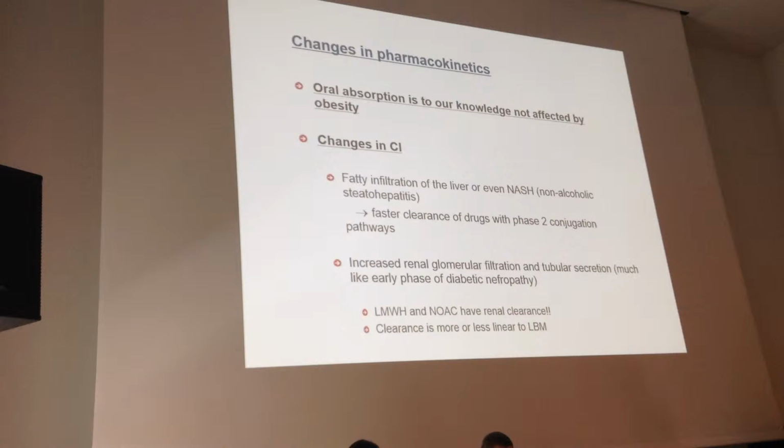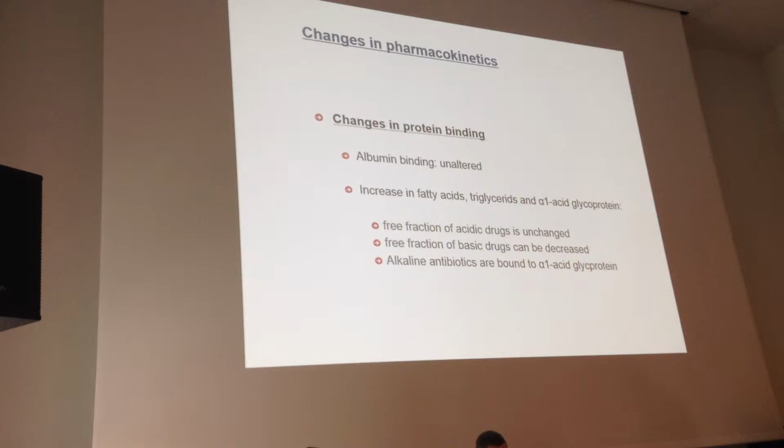Let's not forget low molecular weight heparin, the new oral anticoagulants, they have renal clearance, and renal clearance is more related to lean body mass. That's an important thing to remember. Protein binding, just remember this, certain types of antibiotics are bound to alpha-1 acid glycoprotein, and in doing so can affect the unbound fraction of these drugs.